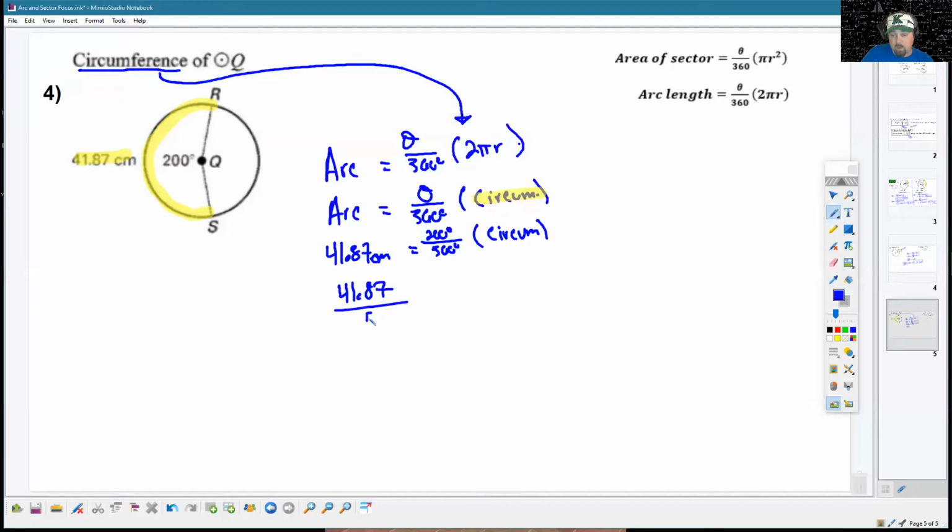So we need to take this 41.87 and divide it by 5/9. Put that in parentheses when you plug it in. And that will tell us the circumference of this circle. So 41.87 divided by 5/9 is 75.36. So the circumference of this circle is 75.37, rounded. And our centimeters right here, so that means our answer is in centimeters.